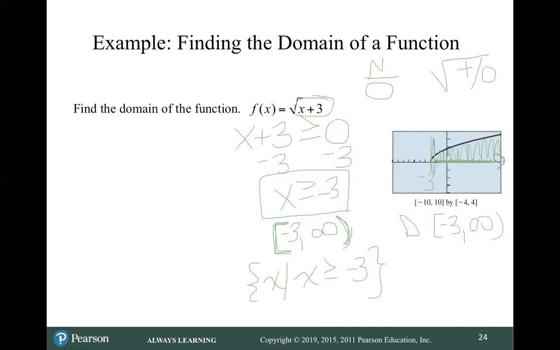Now that method where we look at the graph and say, what would happen if all of the points were on the x-axis? Where are all of my points? Is the same way that we'll find range. So let's take a look at the range in the next problem.